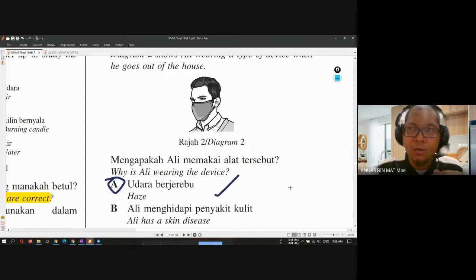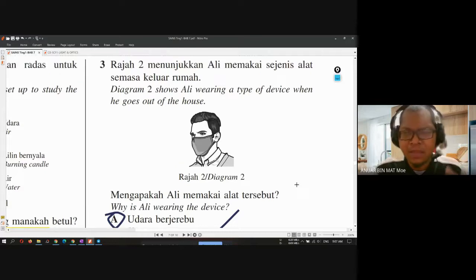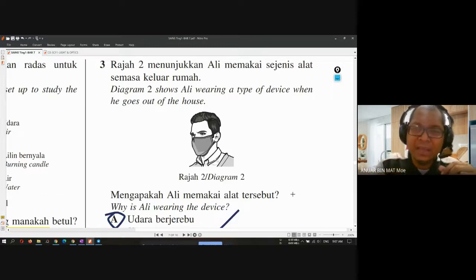But in his situation, the dust particle is bigger than the particle the face mask can block. It can block haze particles, smoke particles, dust particles. Okay, can you understand this? Although maybe the effectiveness of wearing a face mask for not getting the virus is low, you need to wear it because the virus is in the droplet of water.